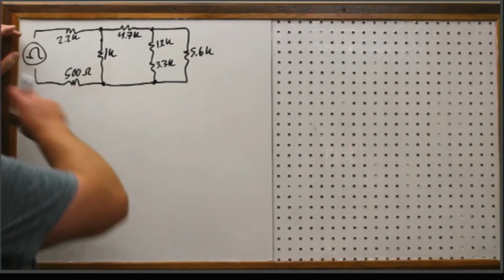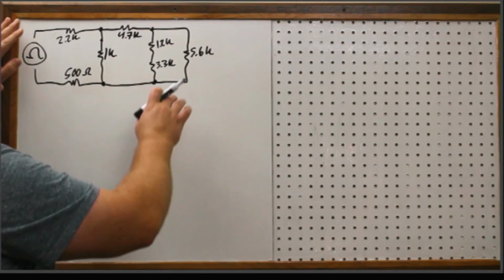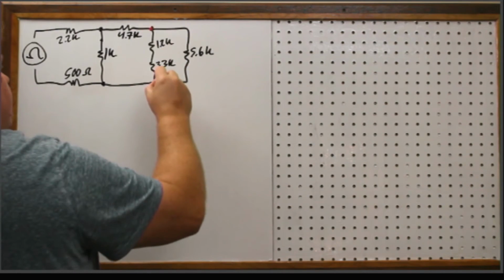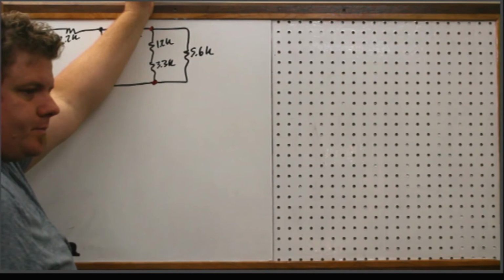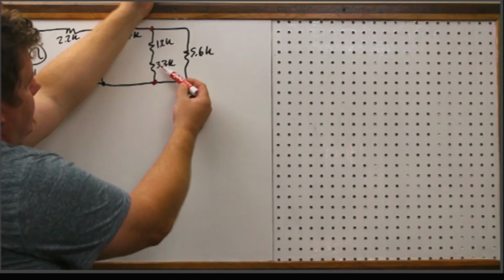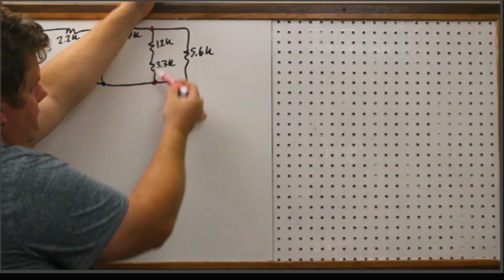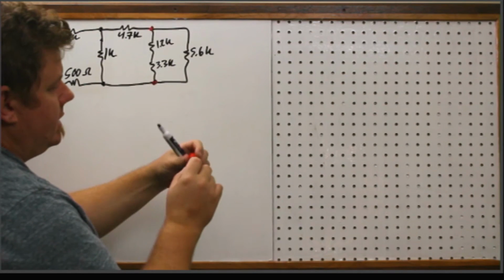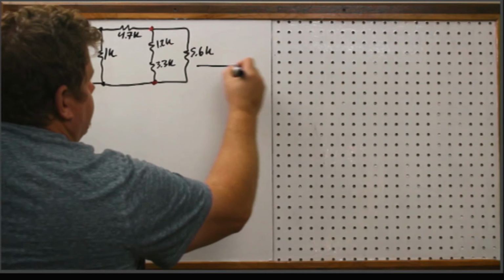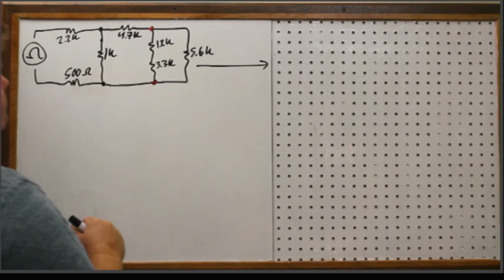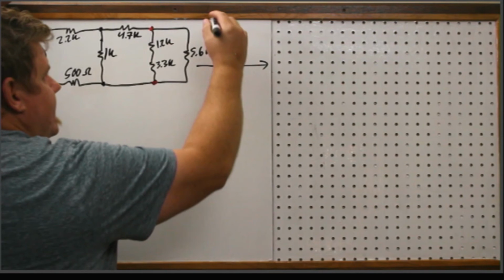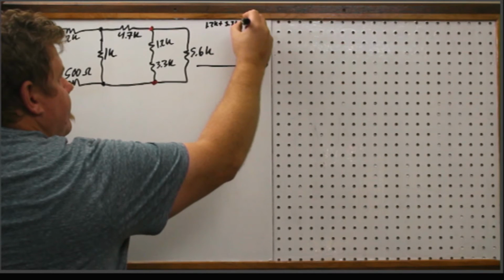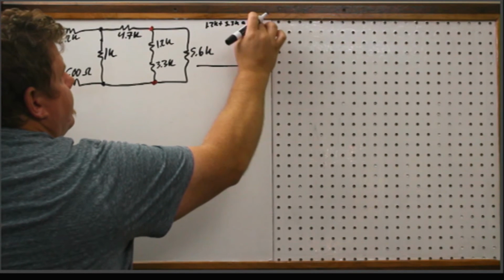So we want to start farthest away, and we're just going to look at these two branches. We don't care about anything else back here. All we care about is what's happening between here and here. Okay? So I can see that this 1.2K and this 3.3K are in series with each other on this branch, and that this branch over here is in parallel with that one. So, essentially, from here to the next circuit that I'm going to draw, I'm going to add these two together, right? So 1.2K plus 3.3K is 5, I'm sorry, 4.5K.